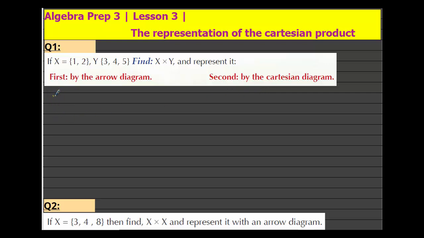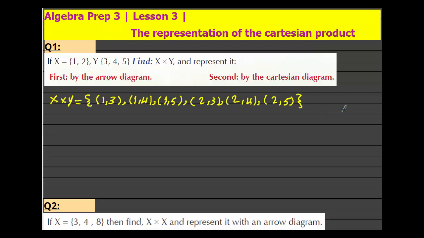So first we write the Cartesian product x multiply y, which equals the set of ordered pairs (1,3), (1,4), (1,5), (2,3), (2,4), (2,5). Now we will represent this Cartesian product using an arrow diagram.